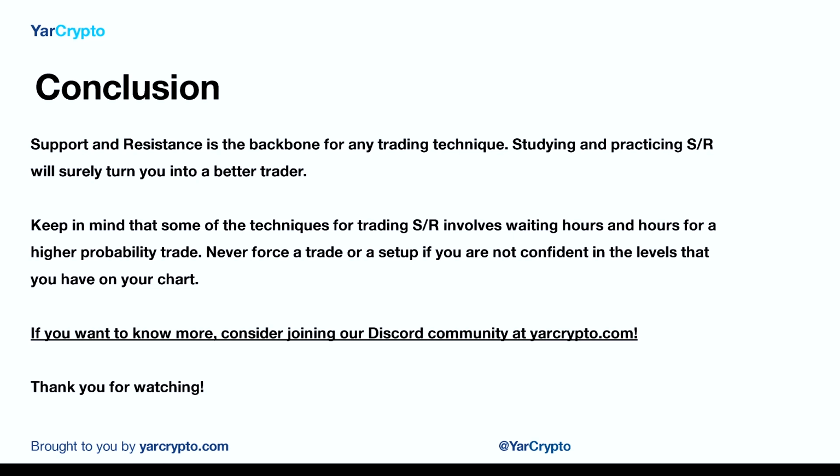As I said in the beginning, support and resistance is the backbone for any trading technique. Studying and practicing support and resistance levels will surely turn you into a better trader, but this only comes with practice and a lot of time actually watching the charts and understanding how the price reacts to these sorts of levels. Keep in mind that some of these techniques for trading support and resistance involve waiting hours and hours for a higher probability trade. So you should never force a trade or a setup if you are not confident in the levels that you have on your chart.